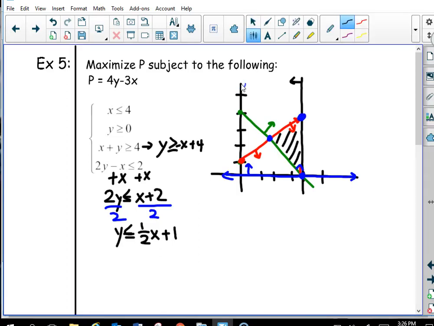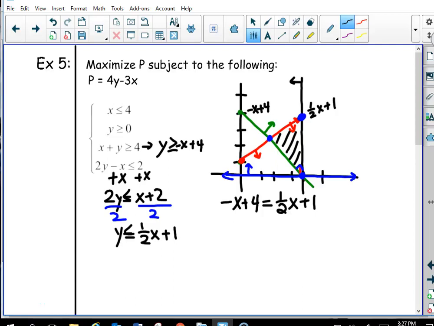So the red line is y less than or equal to 1/2 x plus 1. The green line is negative x plus 4. I'm labeling the lines because I have to find the intersections. Okay, so my main intersection is between the two lines, negative x plus 4 and 1/2 x plus 1. The way to find that intersection is to put these two equations equal. I'm setting their y's equal and finding out what the x value is.